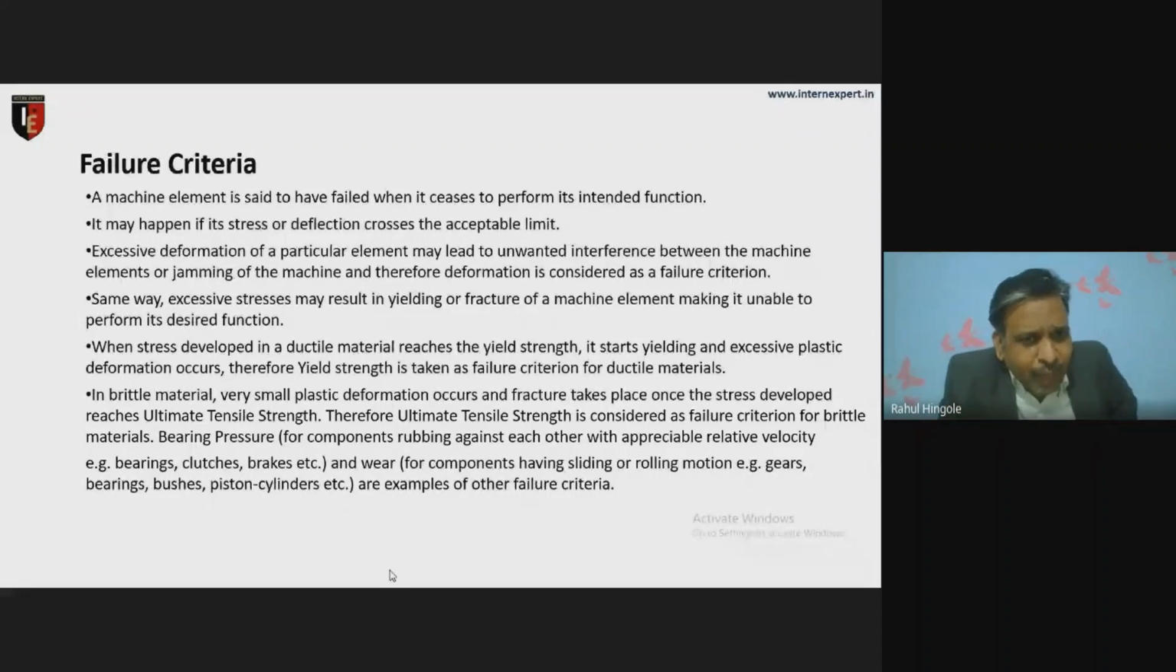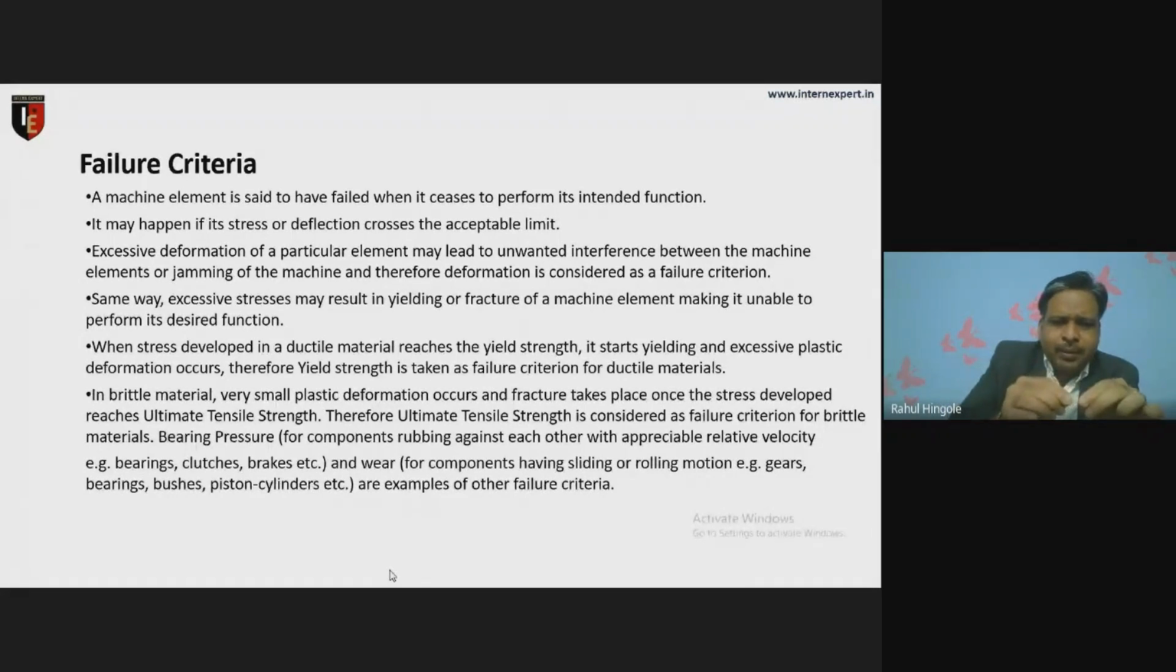So this is due to avoid the failure of the material. Again, stress development is there in the material like ductile material. In the ductile materials, when it reaches the yield strength, it starts yielding, and continuous deformation will occur. That comes under the plastic stage. What is that plastic stage? There will not be any elasticity of the material.